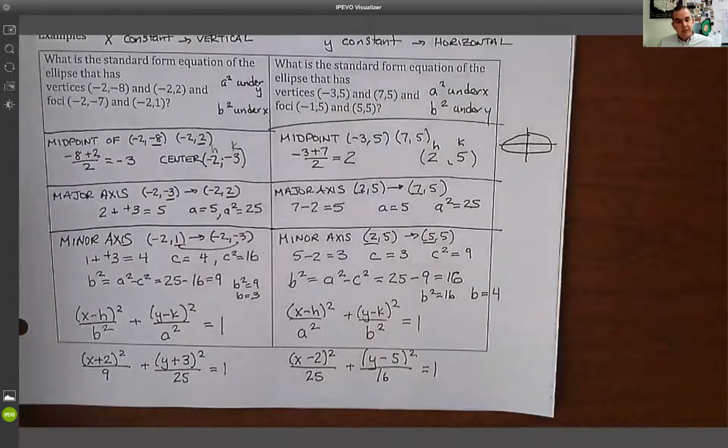I'm going to pause this. I'm going to do a separate video that's going to show you how you turn general form into standard form.